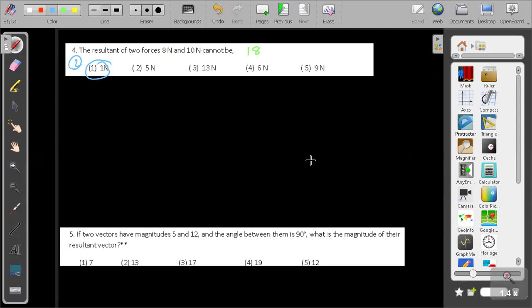Okay, students. Now let's move on to the other ones. Can it be 5? Yes, 5 is in the range. 5 is in the range. 13 is in the range. 6 is in the range, and 9 is in the range. So the answer is just 7. Answer this one.